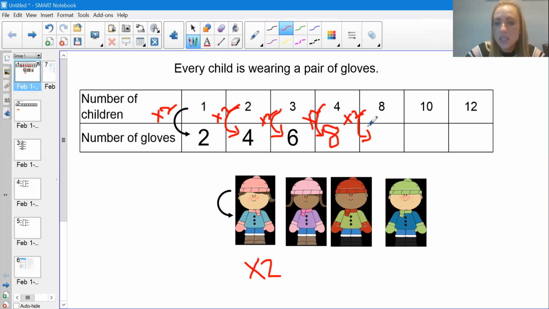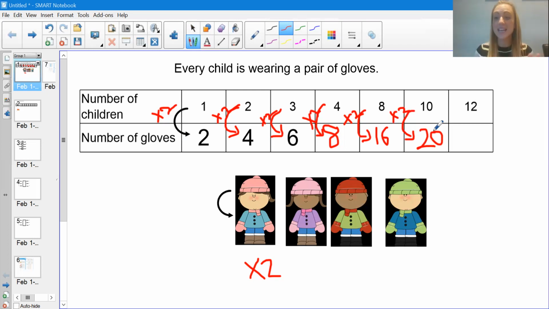And if I do 8 times 2, I get 16. Let's have a look at this one here. If you'd like to pause the video and carry on the chart, see what 2 answers you get. Okay, so let's have a look together. 10, and I need to multiply it by 2 because that is my rule, and I will get the answer 20 because 2 times 10, or 10 times 2, is 20.